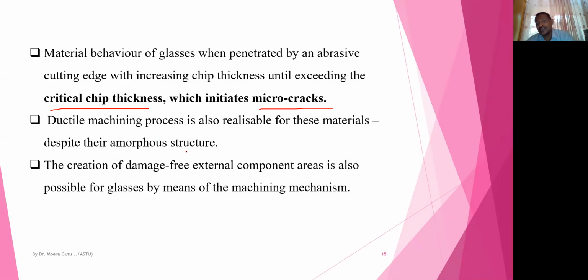You know that glasses are amorphous structures. The structures are not uniform or repeatable like a metal. So when you're machining, you will see different grain structures, which makes fragmentation of the chip removal process difficult. The creation of damage-free external components is also possible for glasses by means of machining mechanisms.